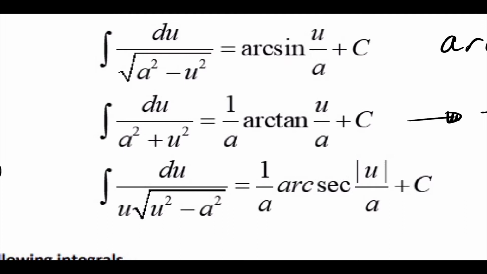If it's got a square root and a minus, it's either going to be arcsine or arcsecant. If it's got something outside the square root in the denominator, then it's going to be arcsecant. If it's got a plus and squares, then you're looking at arctangent. Okay, those are the only three.